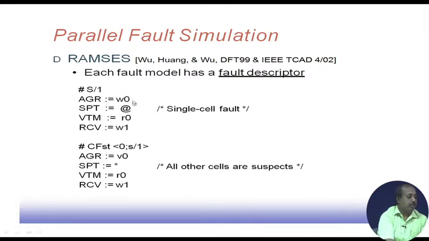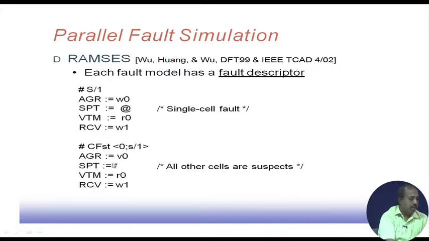So, this is actually a pattern. This tells that if you find that a particular test algorithm is first writing a 0, then doing a read 0, and then doing a write 1 in a march element, that means that particular march element can detect the stuck-at fault at that particular cell. Similarly, we can determine the coupling fault.